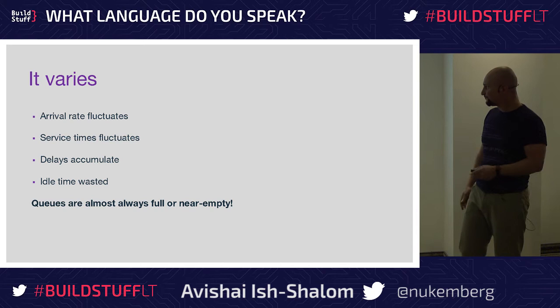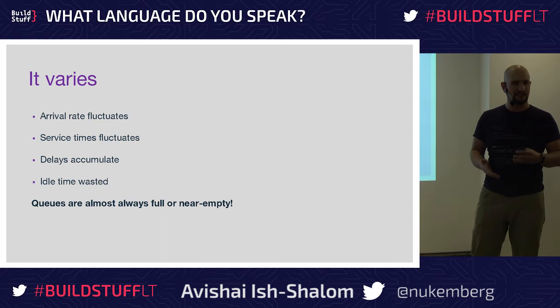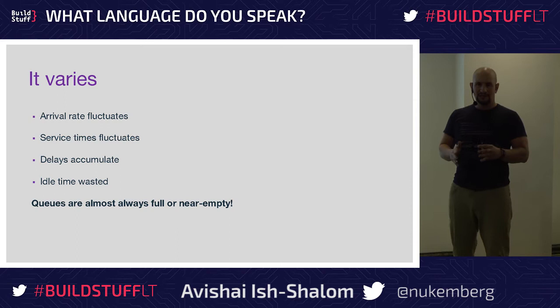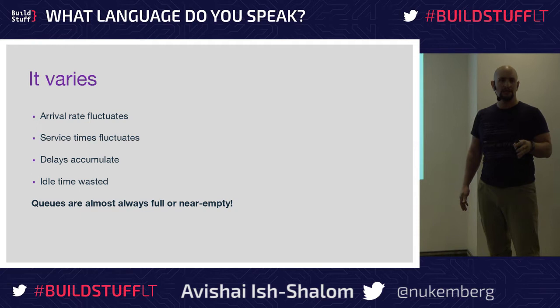The end result is that the queue is either completely empty or near empty, or completely full, or growing very, very fast. It's very, very hard to observe a queue that is somewhere in the middle. In practice, it doesn't happen. And it's actually a nice exercise. If you go to a coffee shop or a supermarket, just take a look at the queue. Spend like an hour or so watching the queue. And you will see that when it grows, it grows really, really fast.